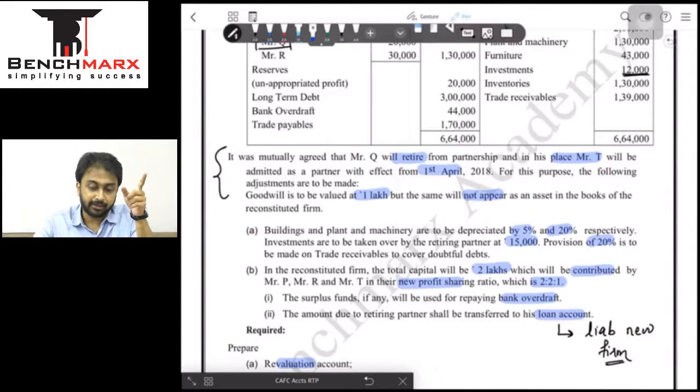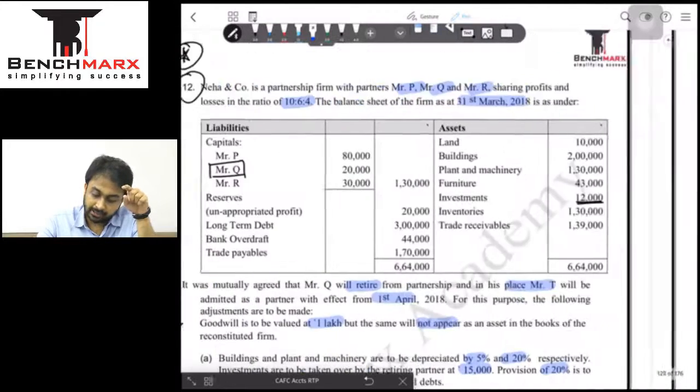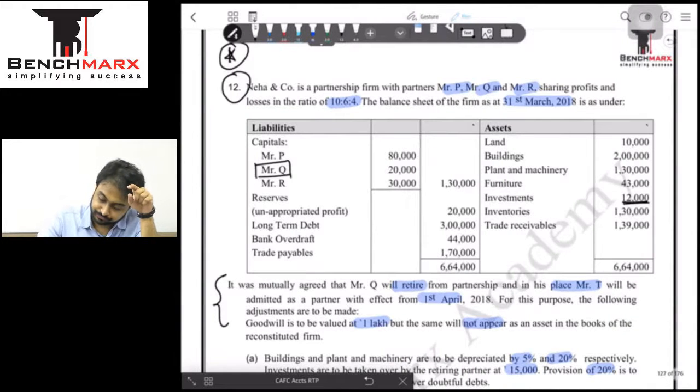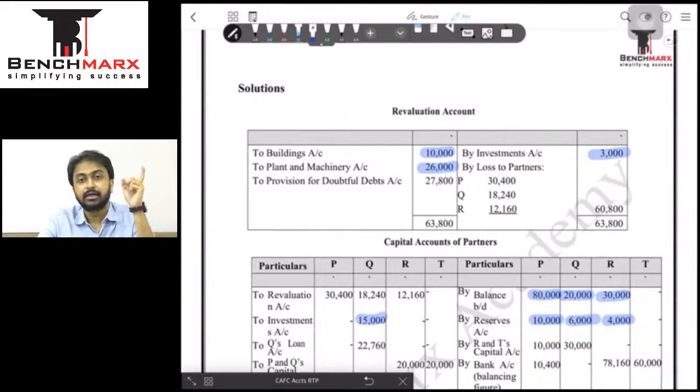Then investments taken are 15,000, so I will debit Mr. Q for 15,000, so go in his capital and debit him for 15,000. But the investments are appearing at 12,000, which means there is a gain of 3,000. That 3,000 is going to come as a gain in the reval account credit side. As usual, we have done questions like this where one of the firm's partners takes over the asset at a higher or a lower value. The difference has to come in the revaluation account.